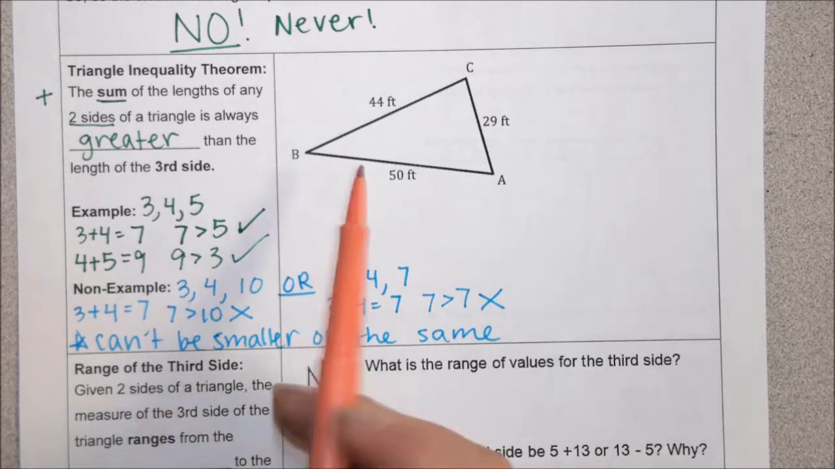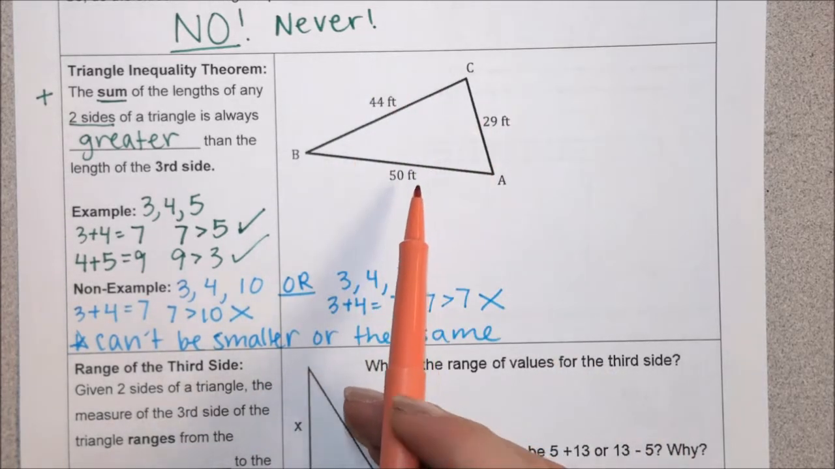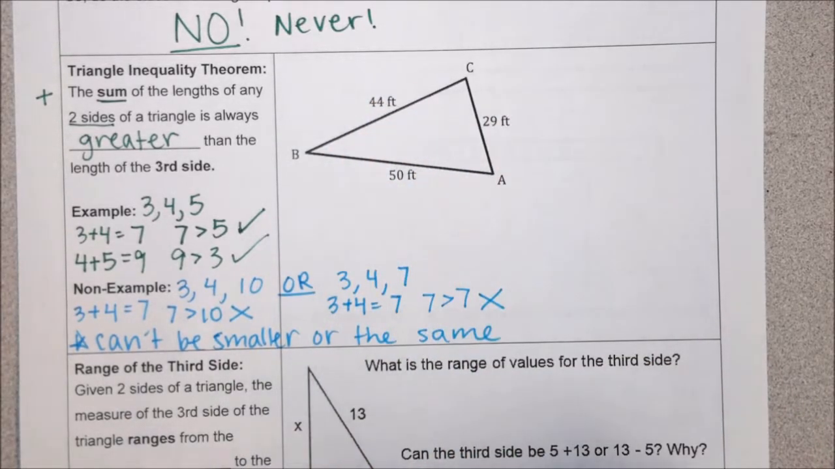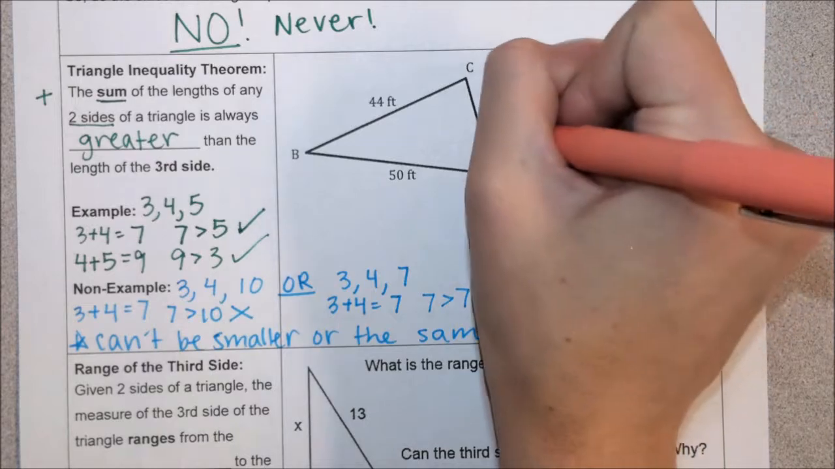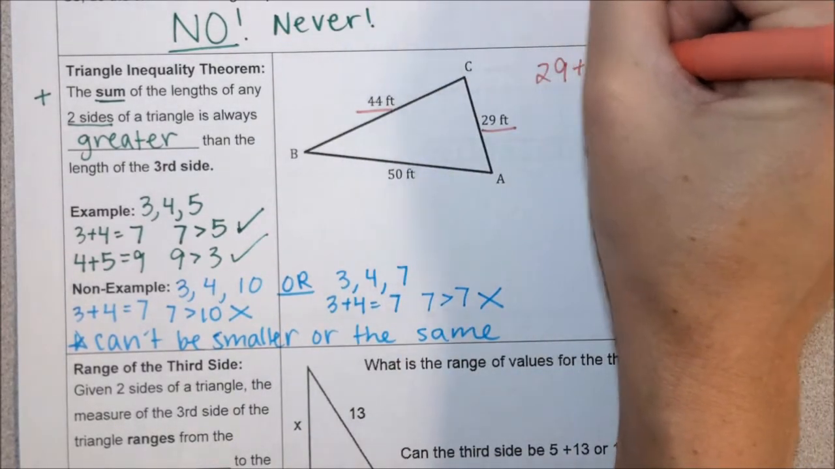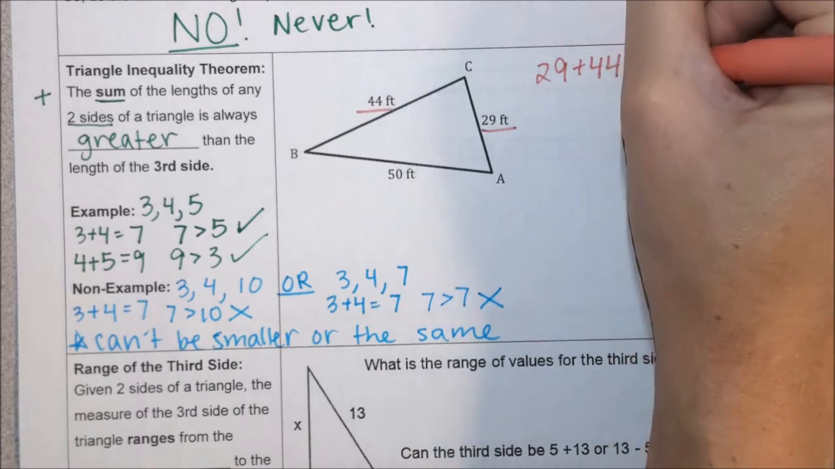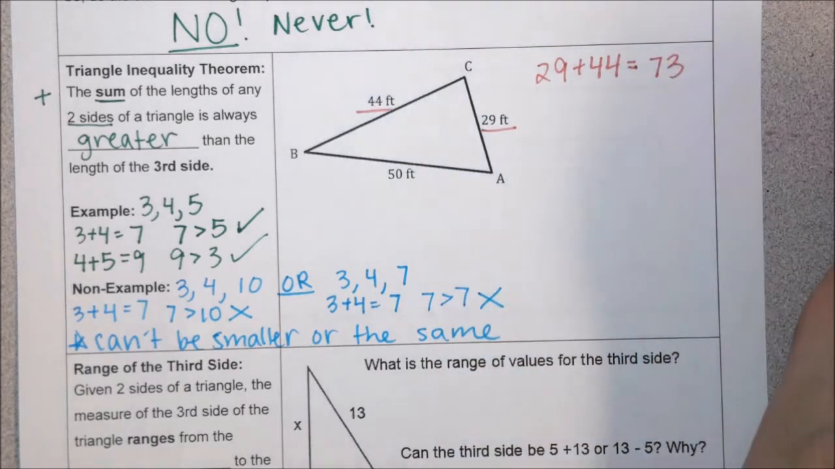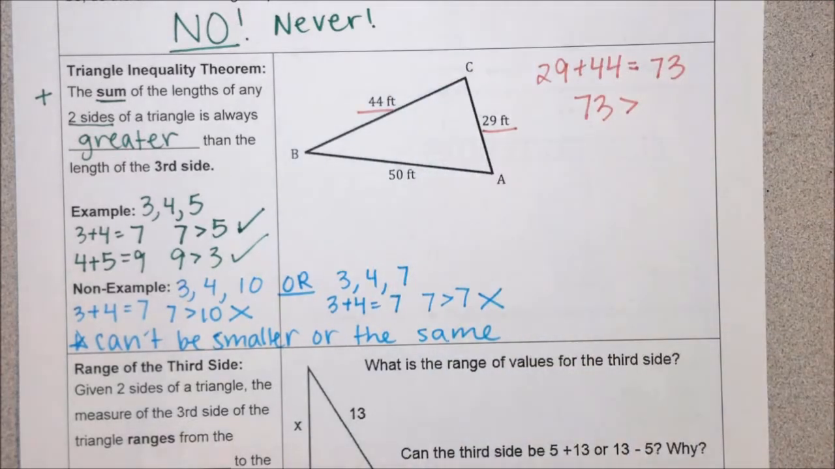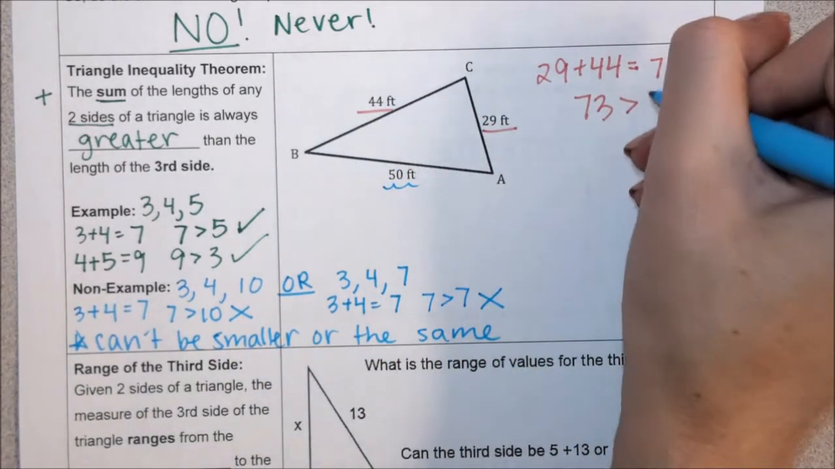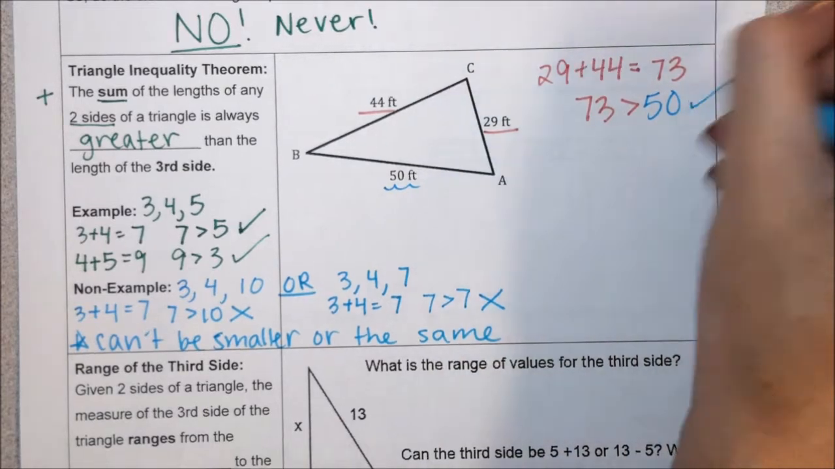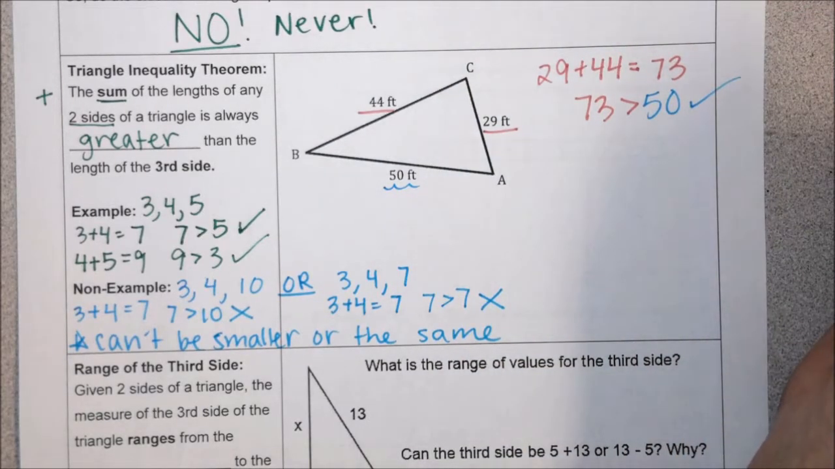So if we look at this example here with this triangle, we have three sides, and we want to see if this triangle is correct, if it actually is a triangle. So I'm going to pick these two sides here. I add them together to find the sum. So 29 plus 44 is 73. And now I need to see, is 73 bigger than this other side over here? Is 73 bigger than 50? Yes, it is. So this is a triangle.